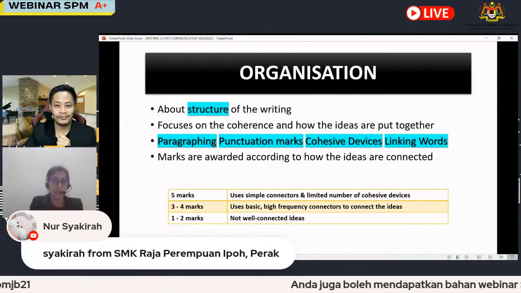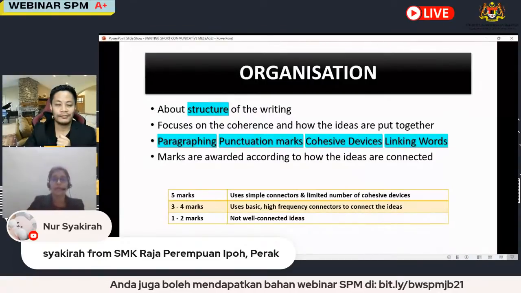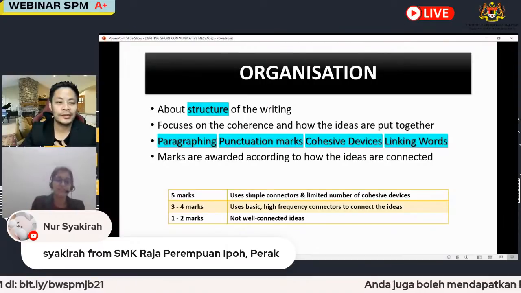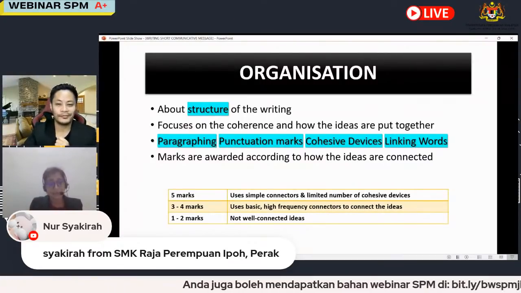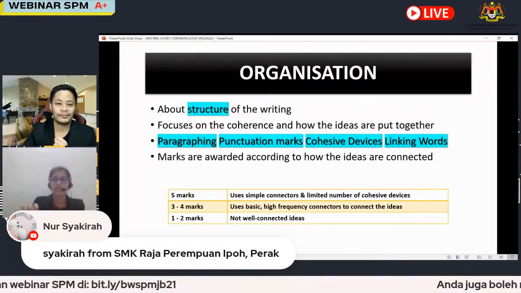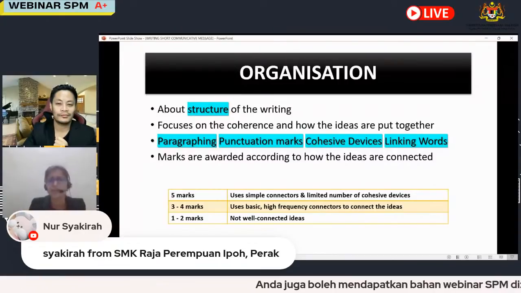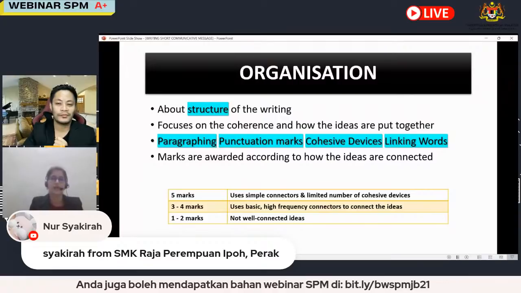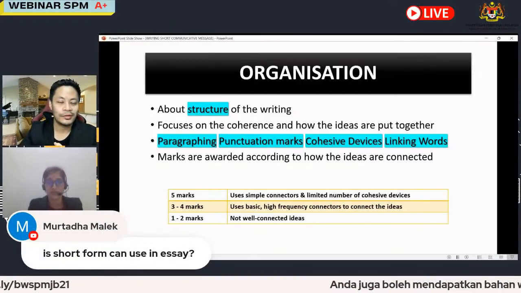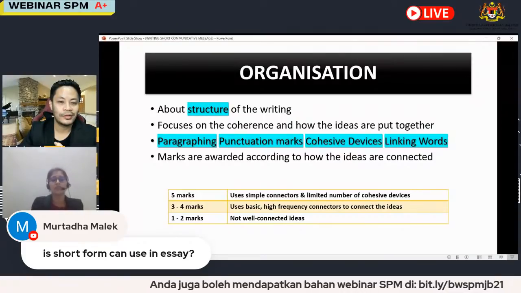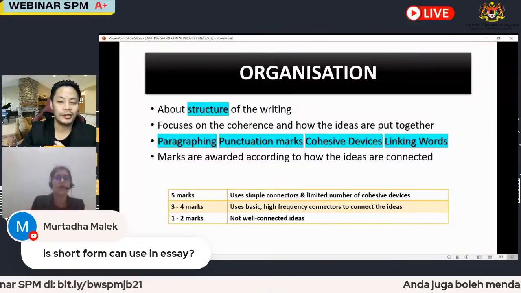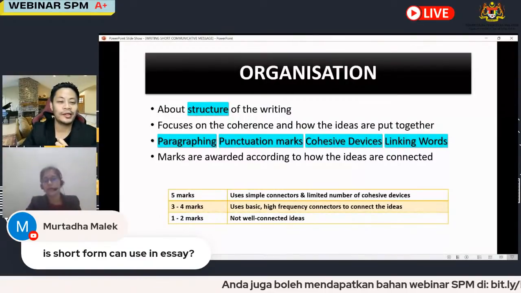So marks are awarded according to how the ideas are connected, whether or not the examiners are able to read your ideas properly. So here, 5 marks are awarded if the candidates use simple connectors and limited number of cohesive devices. Let me stress, limited number of cohesive devices. It doesn't mean that you need to put in cohesive device in every sentence of your response. Not necessary at all. Throughout the entire response, as long as you have 1, that is sufficient, 1 to 2. 3 to 4 marks are awarded if you use basic high frequency connectors to connect the ideas. And 1 to 2 marks will be awarded if the ideas in your response are not well connected. So that is about organization.